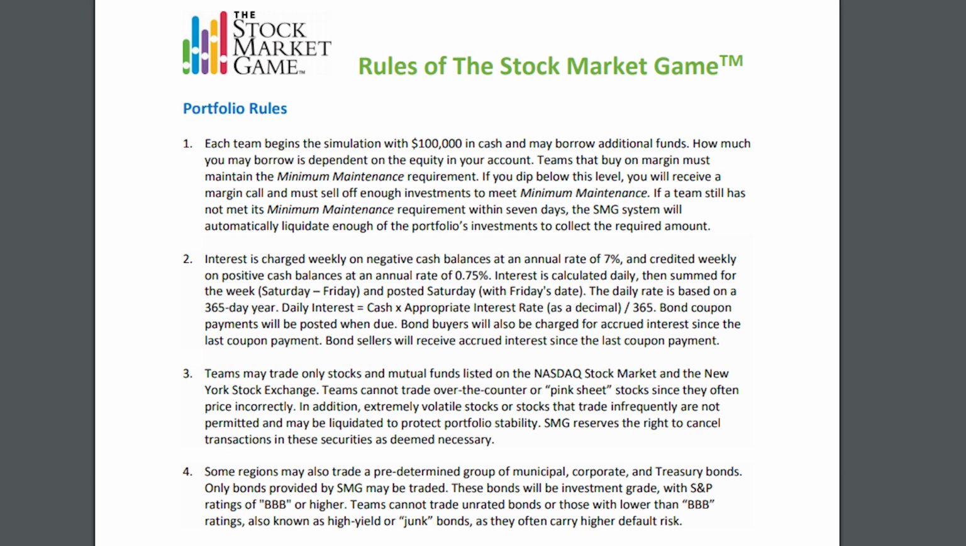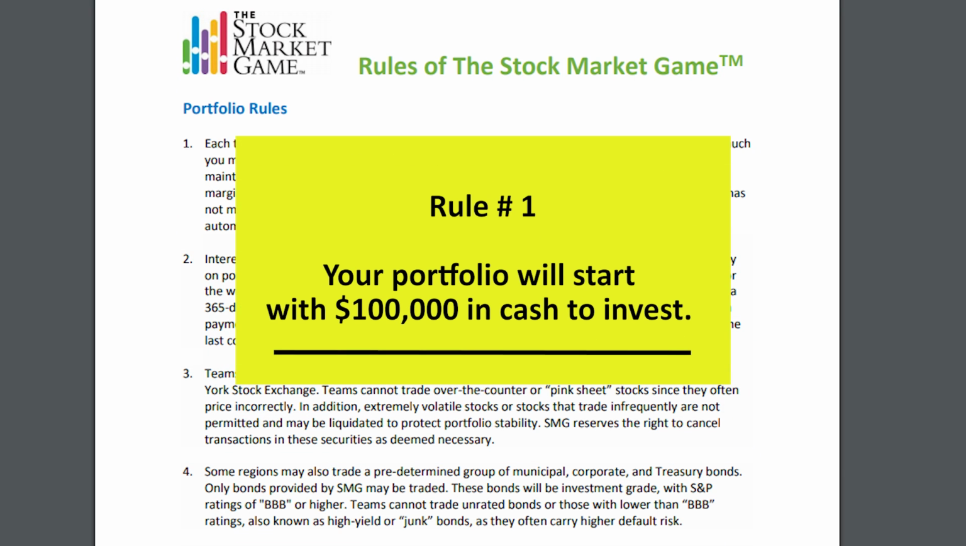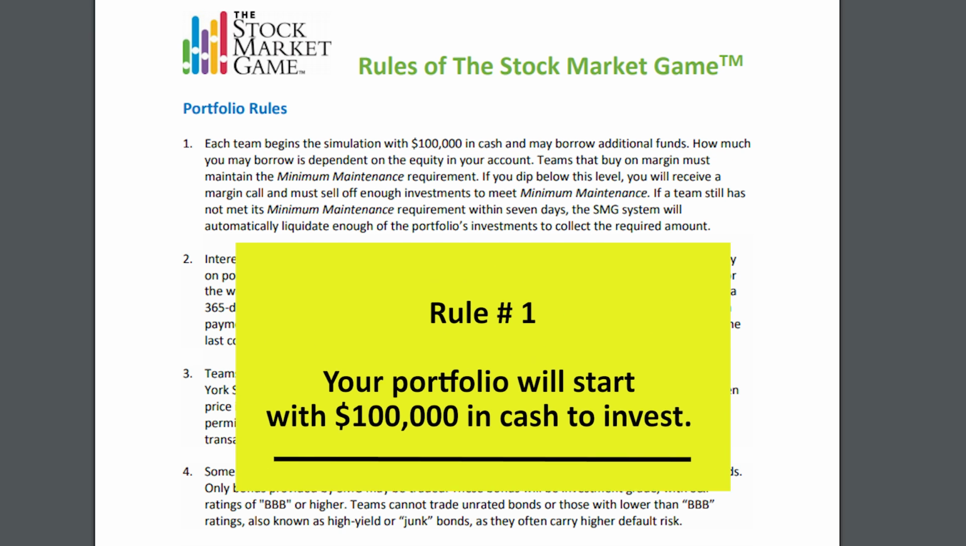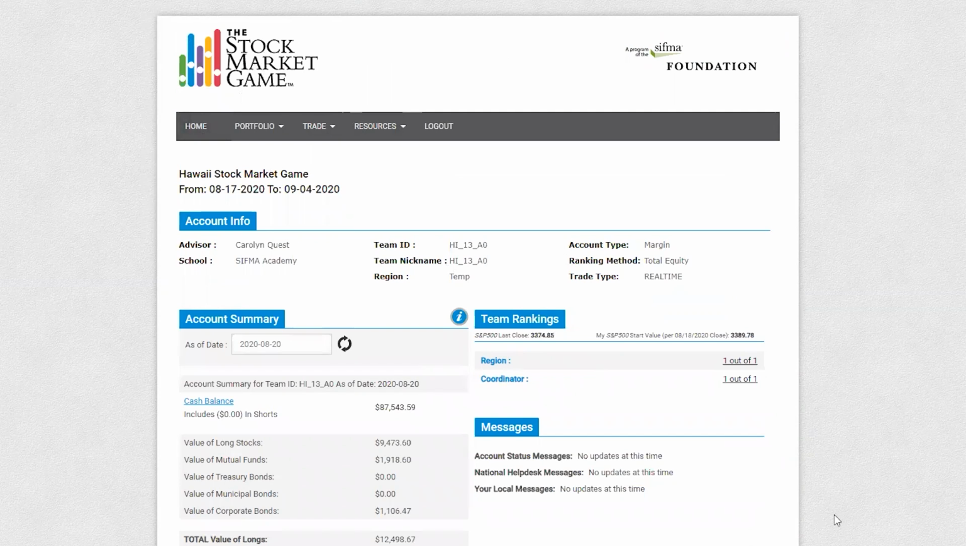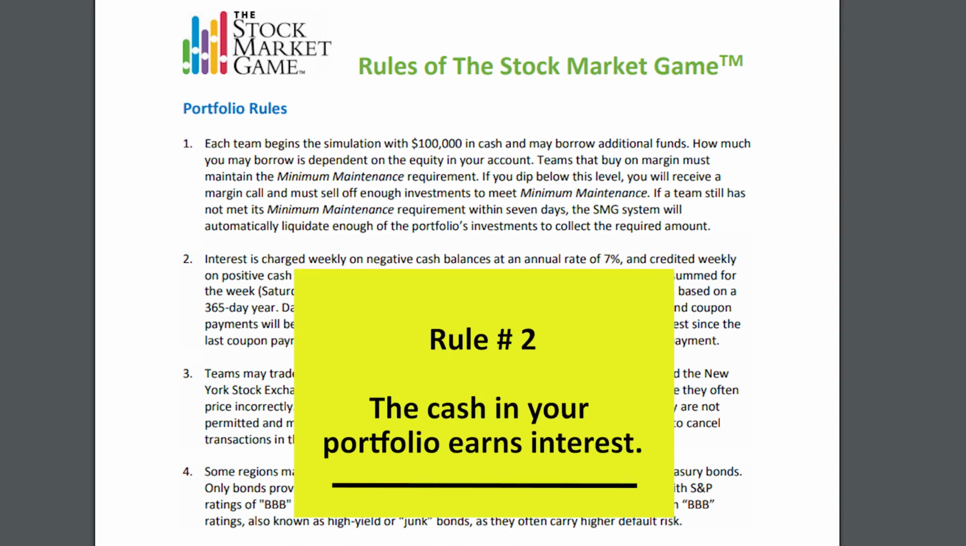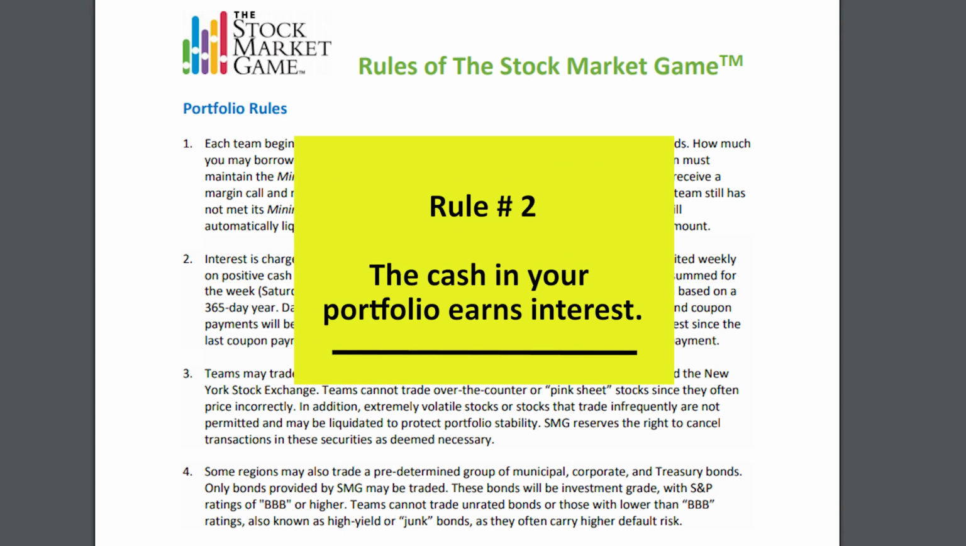Rule number 1. Your portfolio will start with $100,000 in cash to invest. If you go over the $100,000, you're going into margin, meaning you're borrowing money to invest. We're not going to go over margin or short selling in this video. If your teacher or parent guardian is not introducing these concepts to you, you want to keep an eye on how much cash is left in your portfolio to avoid going into margin. Rule number 2. The cash in your portfolio earns interest.